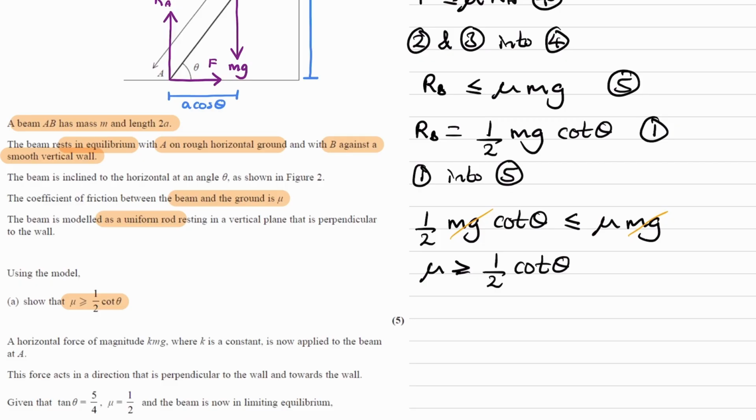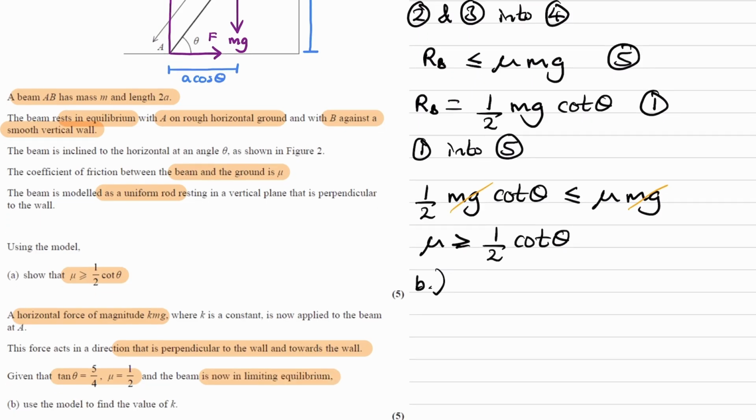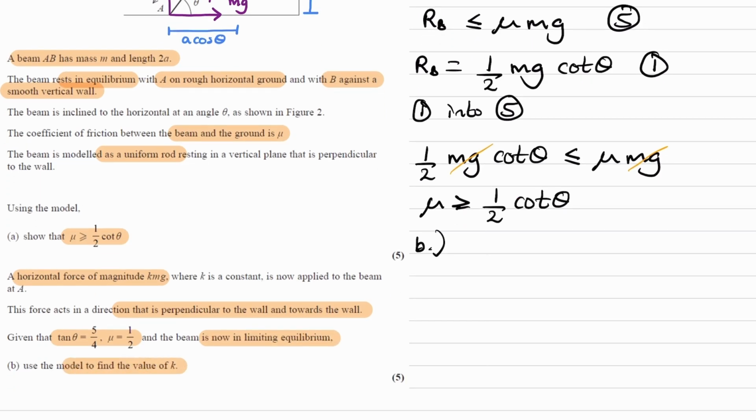And now on to part B. A horizontal force of magnitude kmg, where k is a constant, is now applied to the beam at A. This force acts in a direction that is perpendicular to the wall and towards the wall. So basically that means the force of kmg acts at point A directly towards the right. Given that tan theta is equal to 5/4 and mu is equal to a half, and the beam is now in limiting equilibrium, use the model to find the value of k.